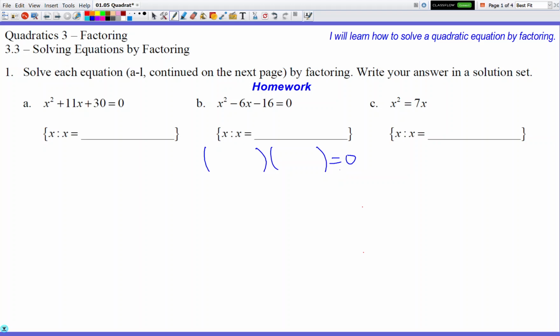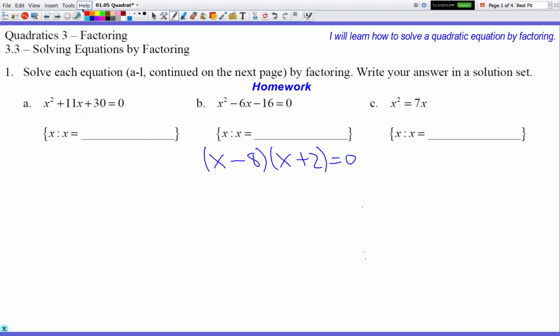So just going to ask ourselves, what two numbers make negative 16 when I multiply and negative 6 when I add? We know x is going to go in the front, x and x, because x and x in the front make your x squared. So negative 16 is going to be probably negative 8 and positive 2. Negative 8 times 2 is negative 16, and negative 8 plus 2 is negative 6, so it works.